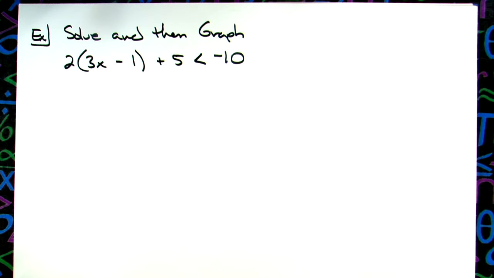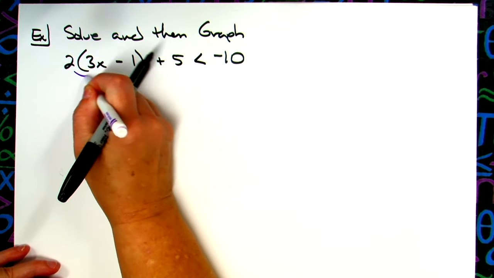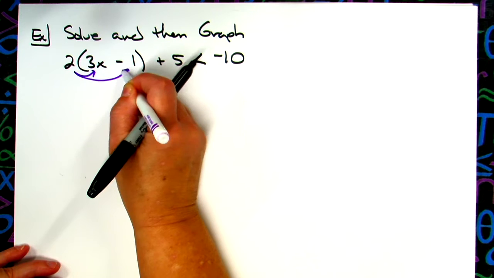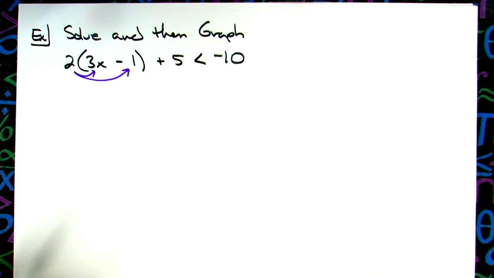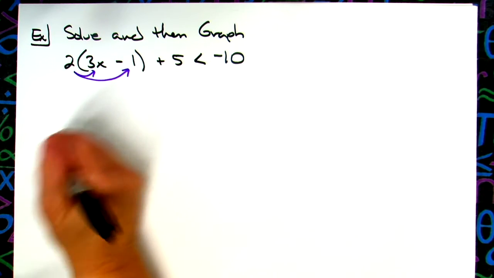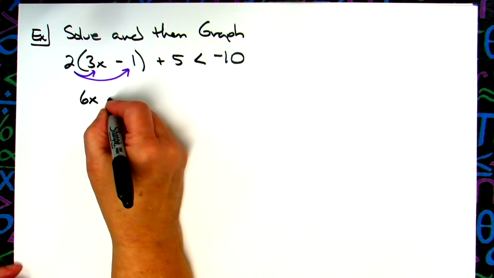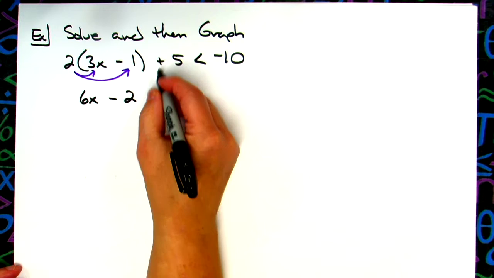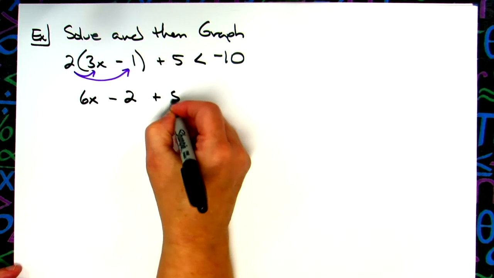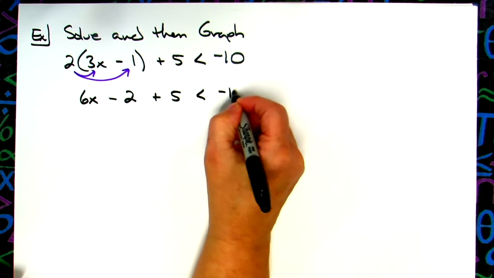Okay. All right, so what are we going to do first? Yep, solve those parentheses, which is the distributive property. So you're going to distribute the 2. All right, 2 times 3, 6x. 2 times the -1, -2. And then I'm just going to bring down everything else. I'm going to bring down the plus 5 is less than -10.